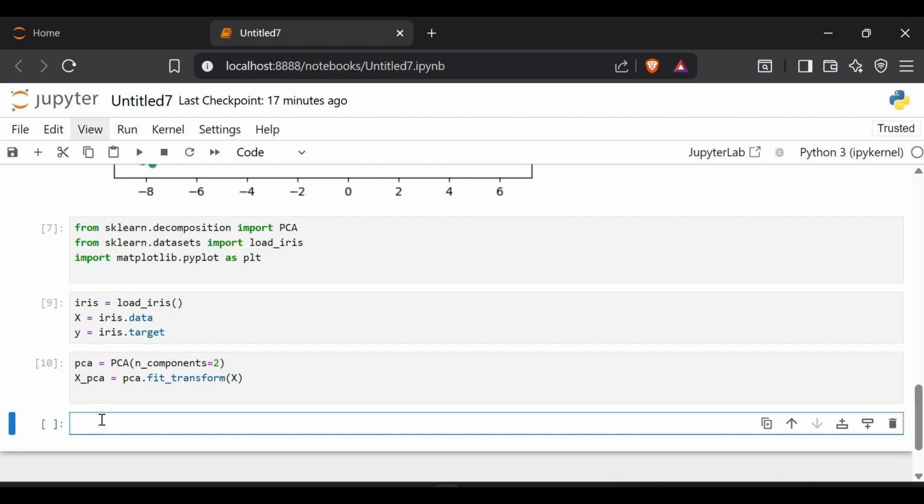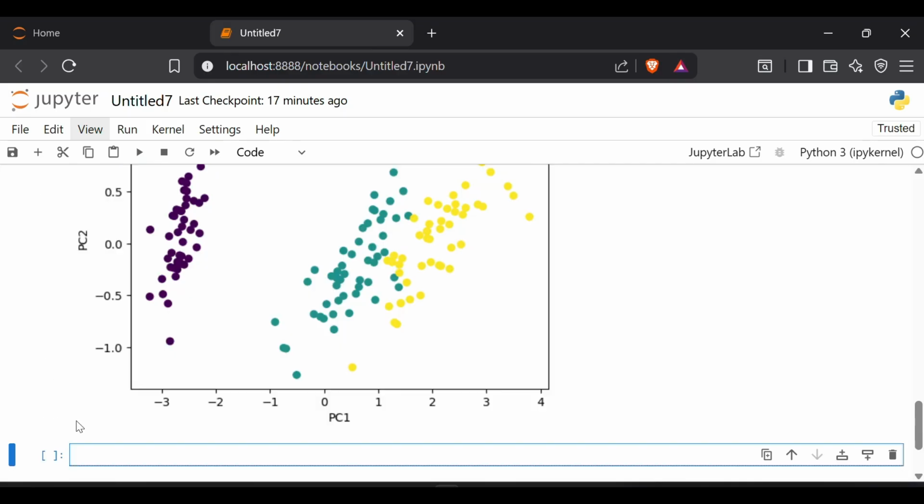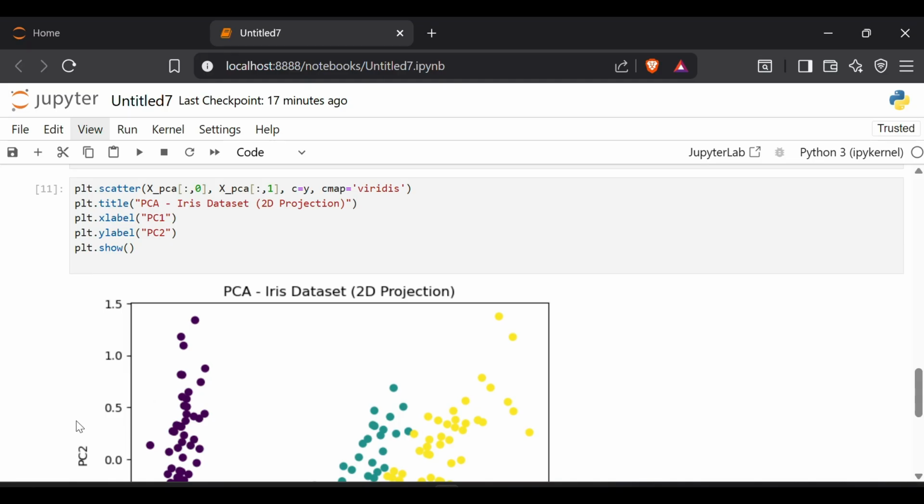So now we will plot it. Here we will give the code for plotting it. So just run this. Here it will create the PCA 2D projection. Okay, so I hope the demonstration is clear to you. So now we will move forward to the other dimensionality reduction techniques. There are two more which we have to talk about.